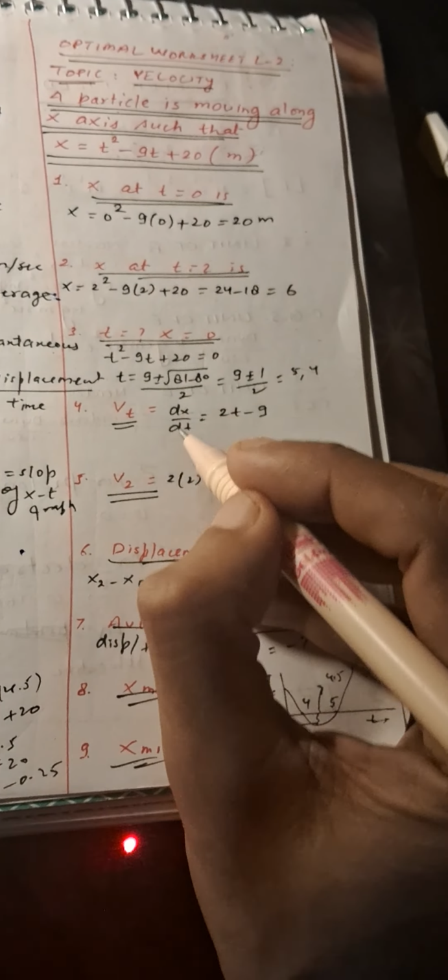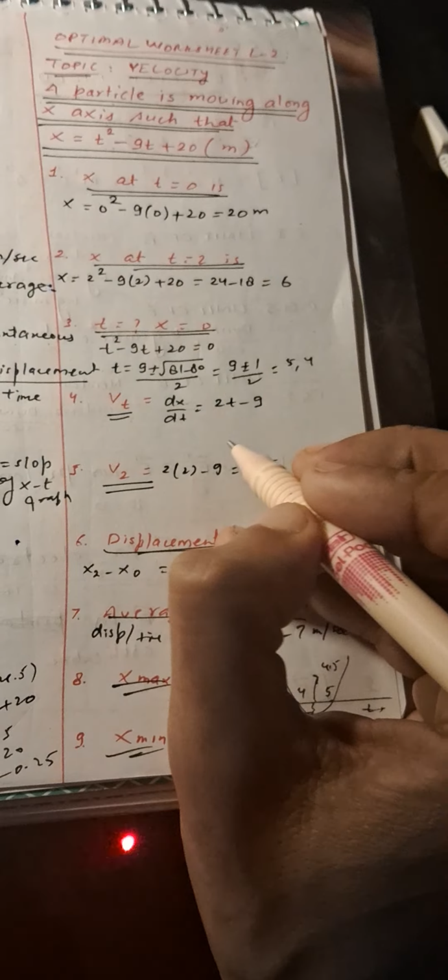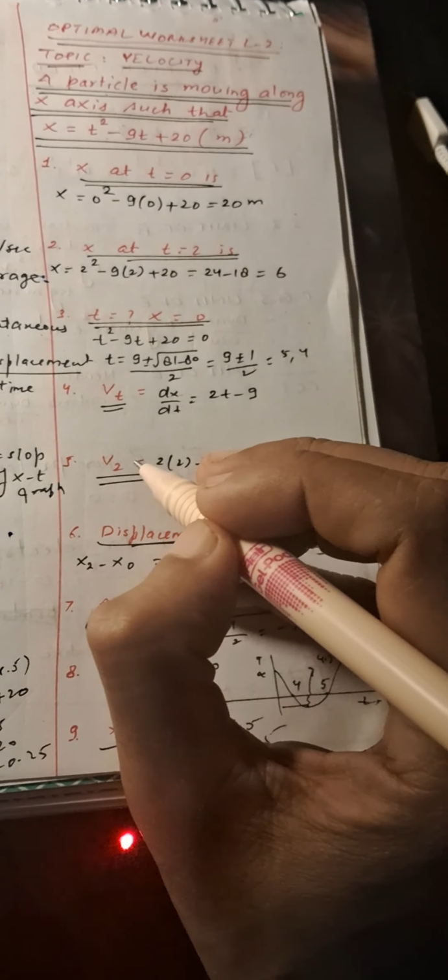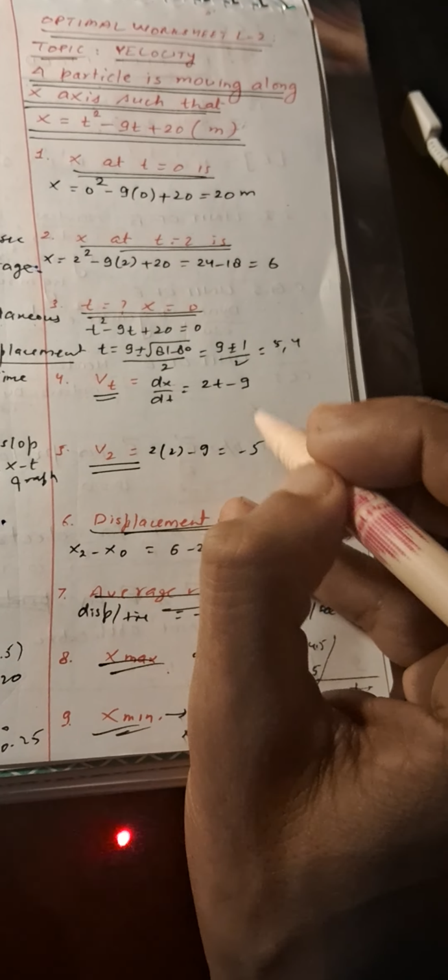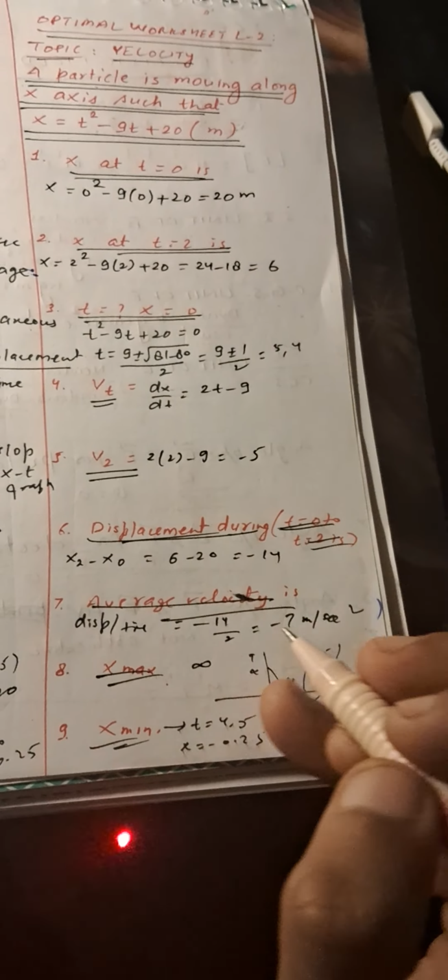Then is instantaneous velocity, which is dx by dt. So differentiating this equation, we have 2t minus 9. Then is velocity at 2 seconds. So substituting t is equal to 2, we have velocity as minus 5.